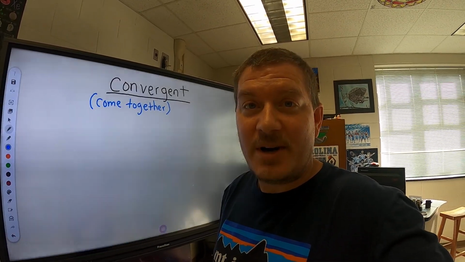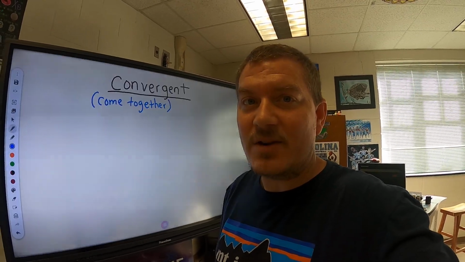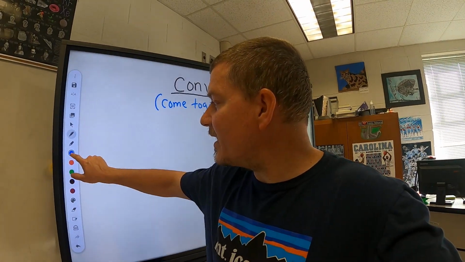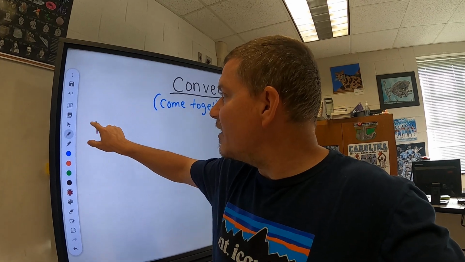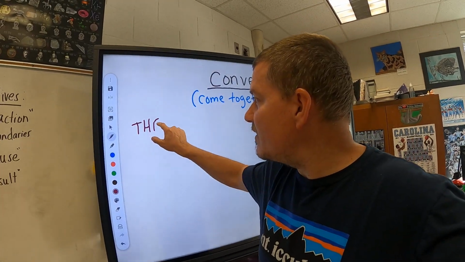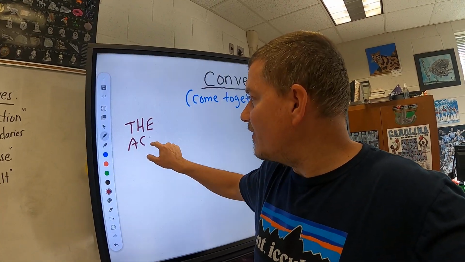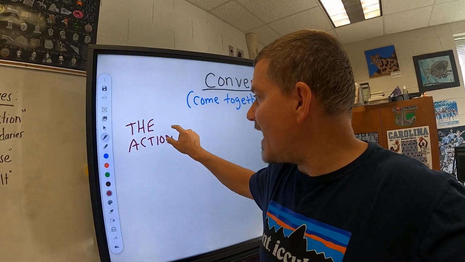So the things that are coming together are plates of the crust. So we're going to go ahead and start to separate out some of that. First thing over here on the left side of the screen, we're going to section off something that I'm calling the action.